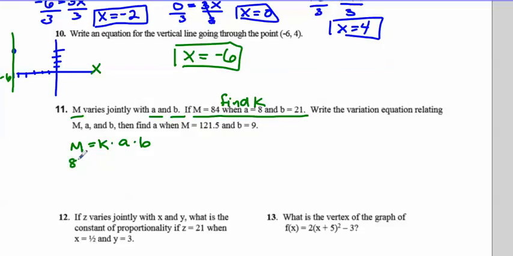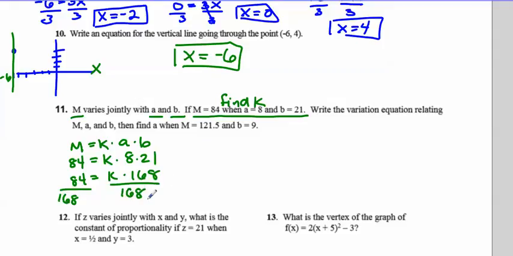So m equals 84. We're going to find k, so it's still a variable, times 8 and times 21. So 8 times 21 is 168. So 84 equals k times 168, and then divide. And we should get k equals 1/2. So then our equation is m equals 1/2 times a times b.